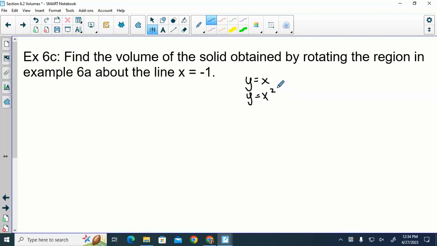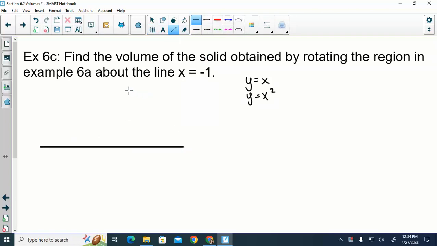First, we rotated that around the x-axis. Then we took that and rotated it around the horizontal line y equals 2, so the radius had to be measured from that line. Now I want to rotate it around x equals -1. What kind of line is x equals -1? Vertical line. Okay. So we're doing this one a couple different ways.